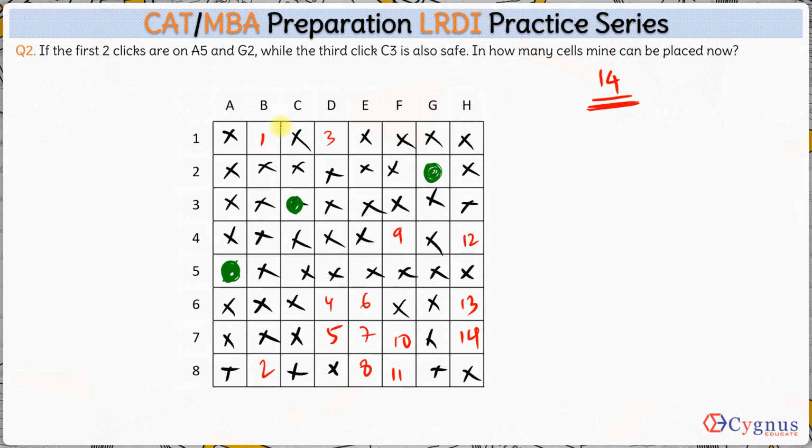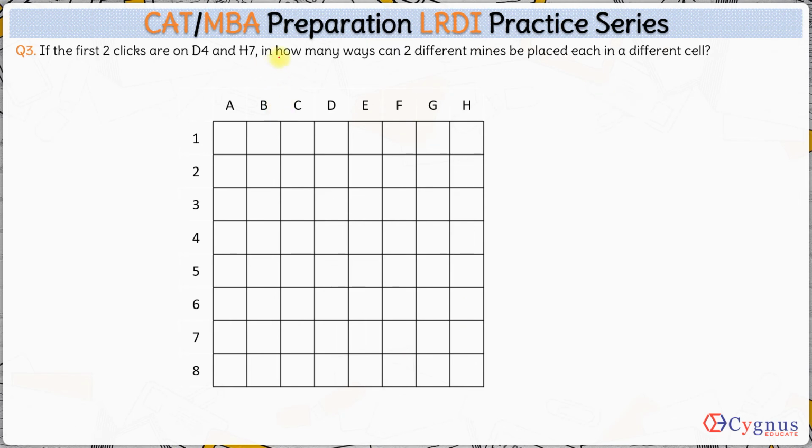Okay. Now let's move on to the last question. Here we have the first two clicks are D4 and H7. We know the first two clicks have to be safe. So D4, this is D4 here, and H7 is this. So these two clicks are safe. That means there would be no mine in the same column, row or diagonals. So these cells in black will have no mines.